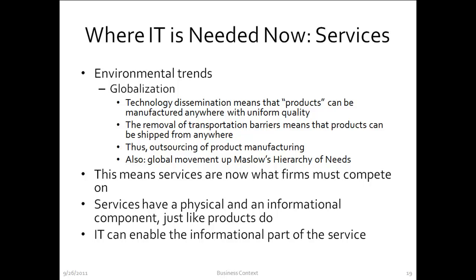terms of labor costs. Also, overall, the world's population has moved up what is known as Maslow's hierarchy of needs. Essentially, their basic needs have pretty much been met in most of the developed and the developing world. And so they're looking for things beyond just products. This means that services are now what firms must offer and what firms must compete on. Services have a physical component and an informational component, just like products do. And just like with products, IT can enable the informational part of the service.